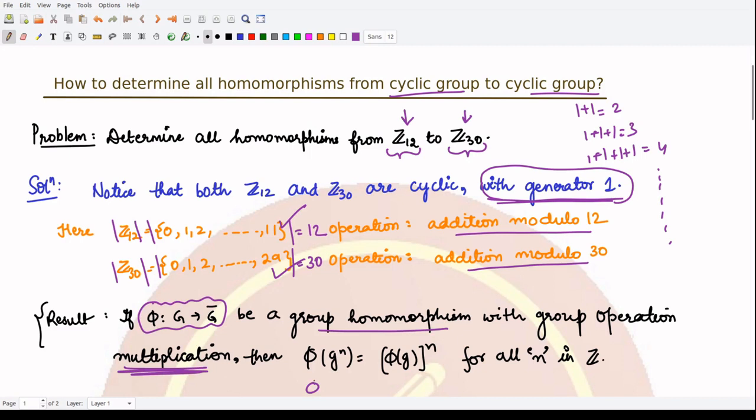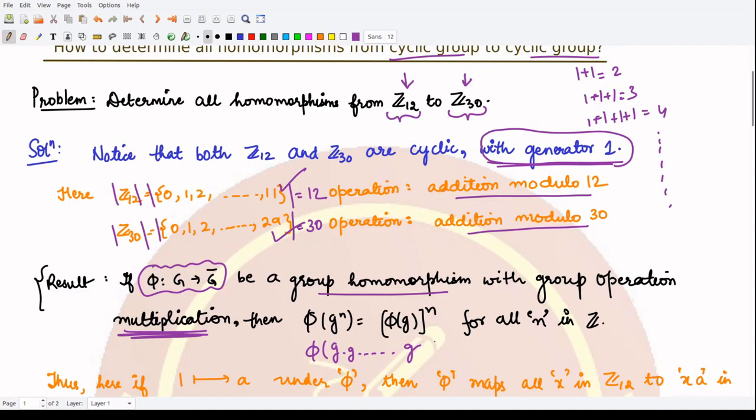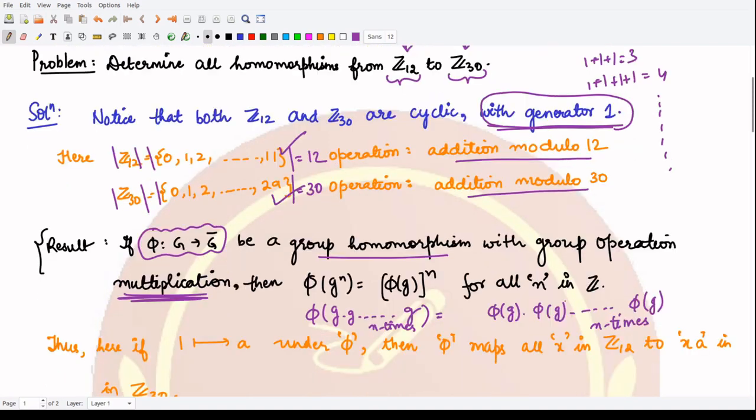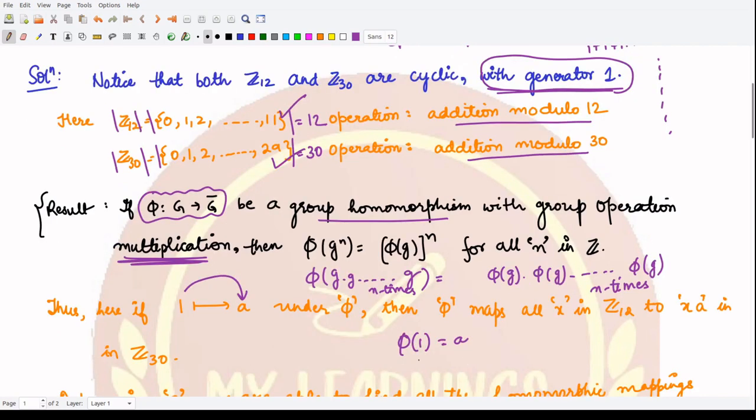Then phi of g into g into g itself, n times, is equal to phi of g into itself, n times. So basically this is the operation preserving property which is shown by a homomorphism, right? Making use of this property, if you define the member 1 to go to a under phi, that means we are saying phi of 1 is equal to a. Then what does it mean?